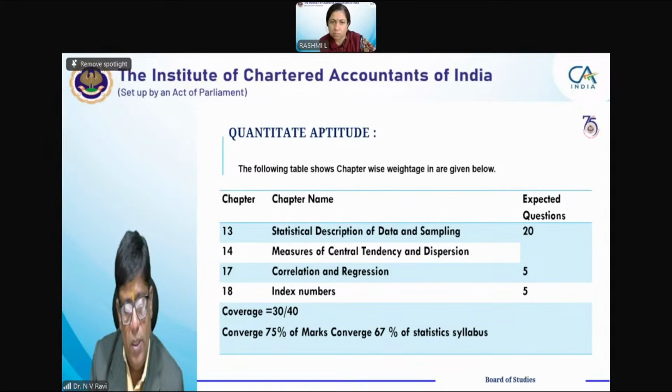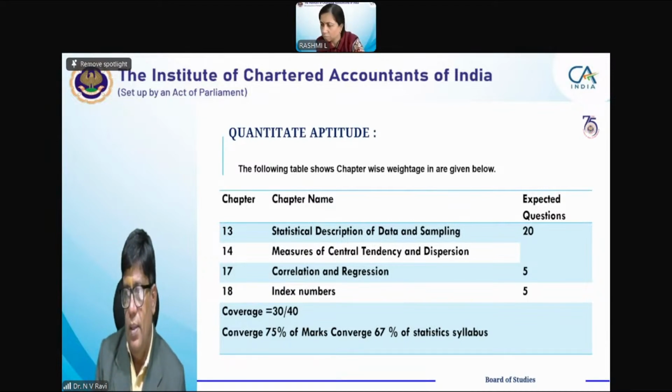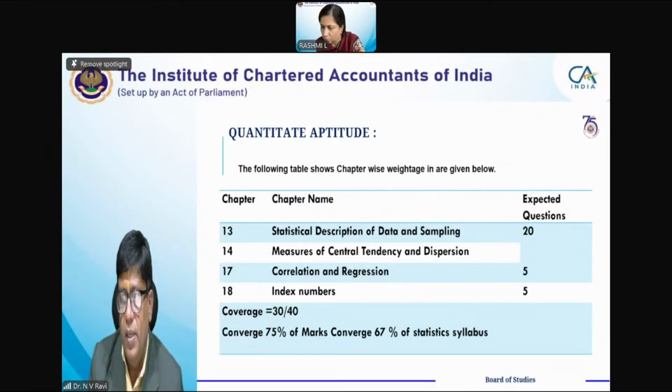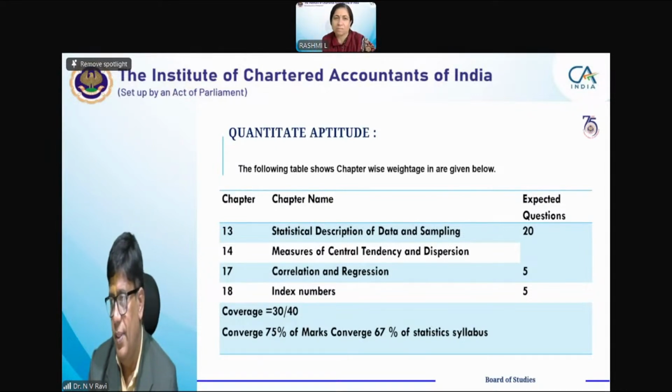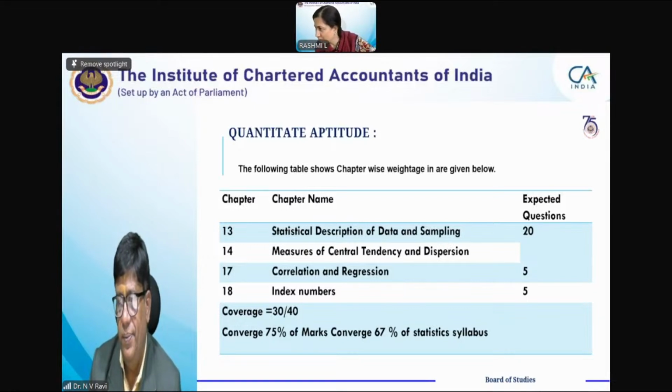What is the ideal index number? In the chat box, if anybody tells, that would be great. Anybody has given me an answer now? Which is the ideal index number? Nobody has answered. Fisher's index number is the ideal index number.